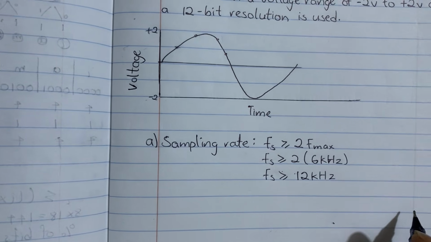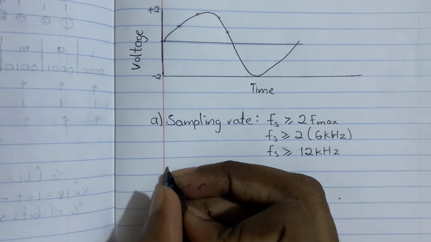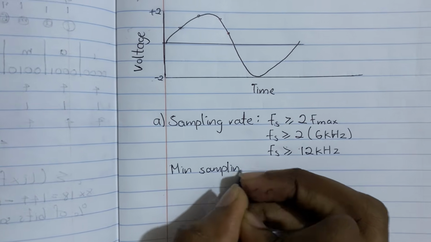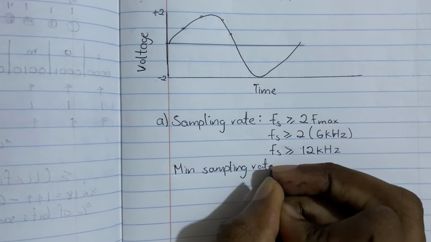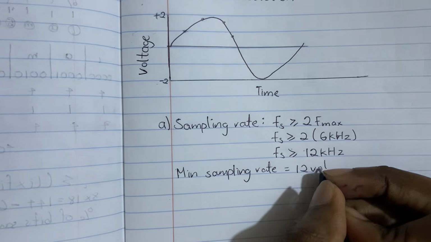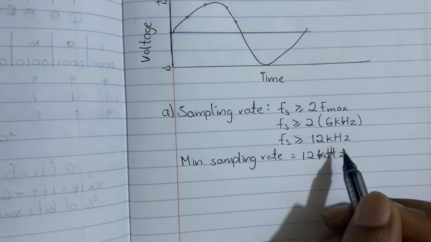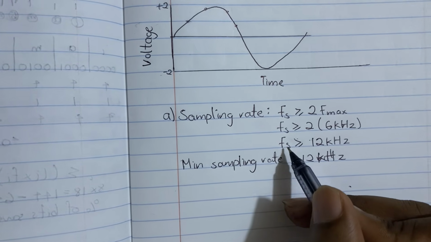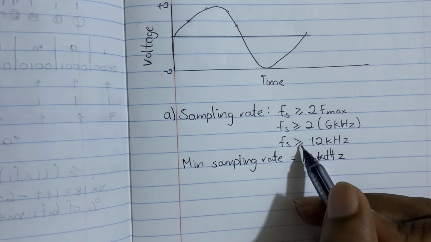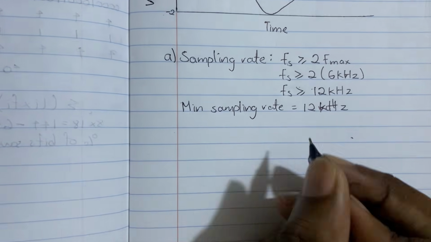Okay, now after getting this, let's find the minimum sampling rate. The minimum sampling rate is equal to 12 kHz, because we said our sampling rate should be greater than or equal to. If the minimum one is the equal to, that's why our minimum sampling rate is 12 kHz.